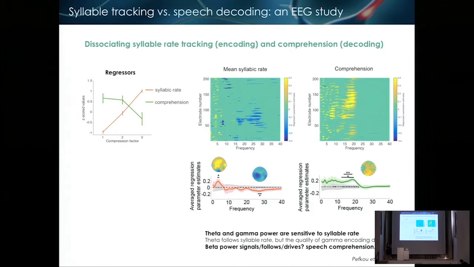Probably comprehension, maybe top-down. So theta and gamma power are sensitive to syllable rate. Theta follows syllable rate, but the quality of gamma encoding decreases, and beta power drives speech comprehension.